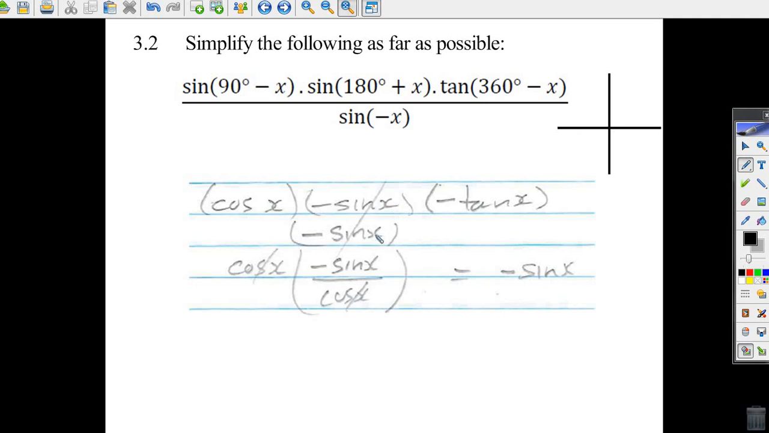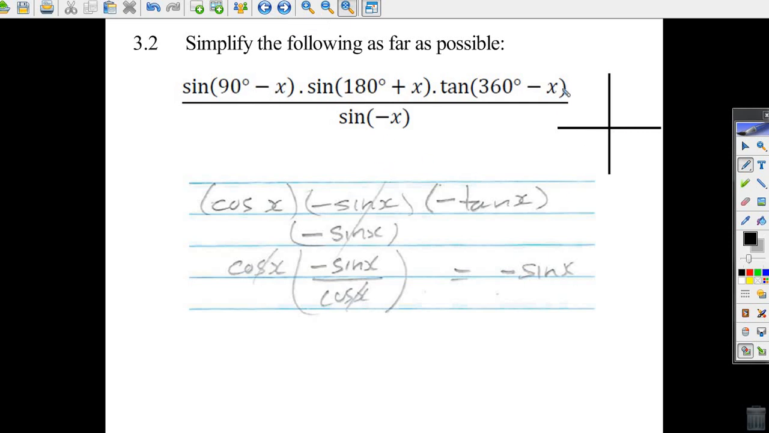Well, anything divided by itself cancels. Tangent is sine over cos. You get a mark just for replacing tan with sine over cos. Now the coses cancel, and your final answer there is just minus sine x. That's a good way to get 6 marks, just by learning the basic thing of going where it is.